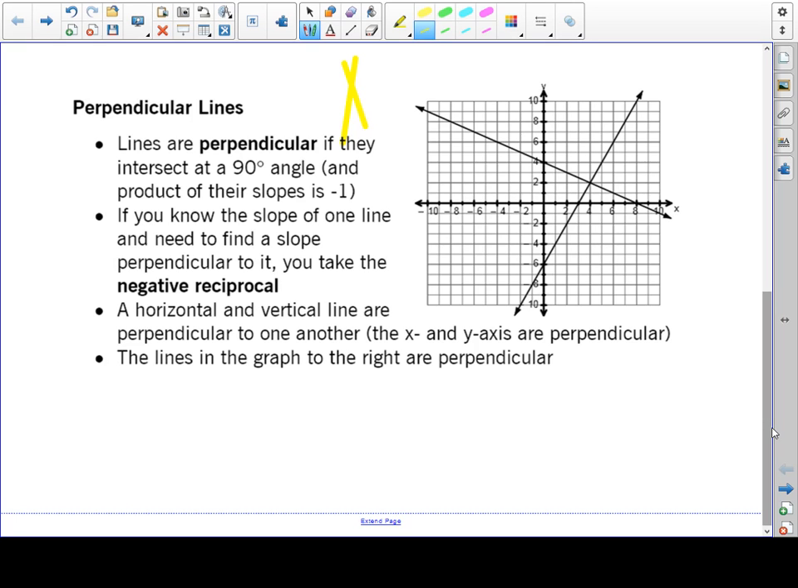And here's the kicker. The product of their slopes is -1. So if you multiply their slopes, you're going to get -1. Okay? If you know the slope of one line and you want to find the slope of a line that's perpendicular to it, you take what we call the negative reciprocal. What's the negative reciprocal mean?